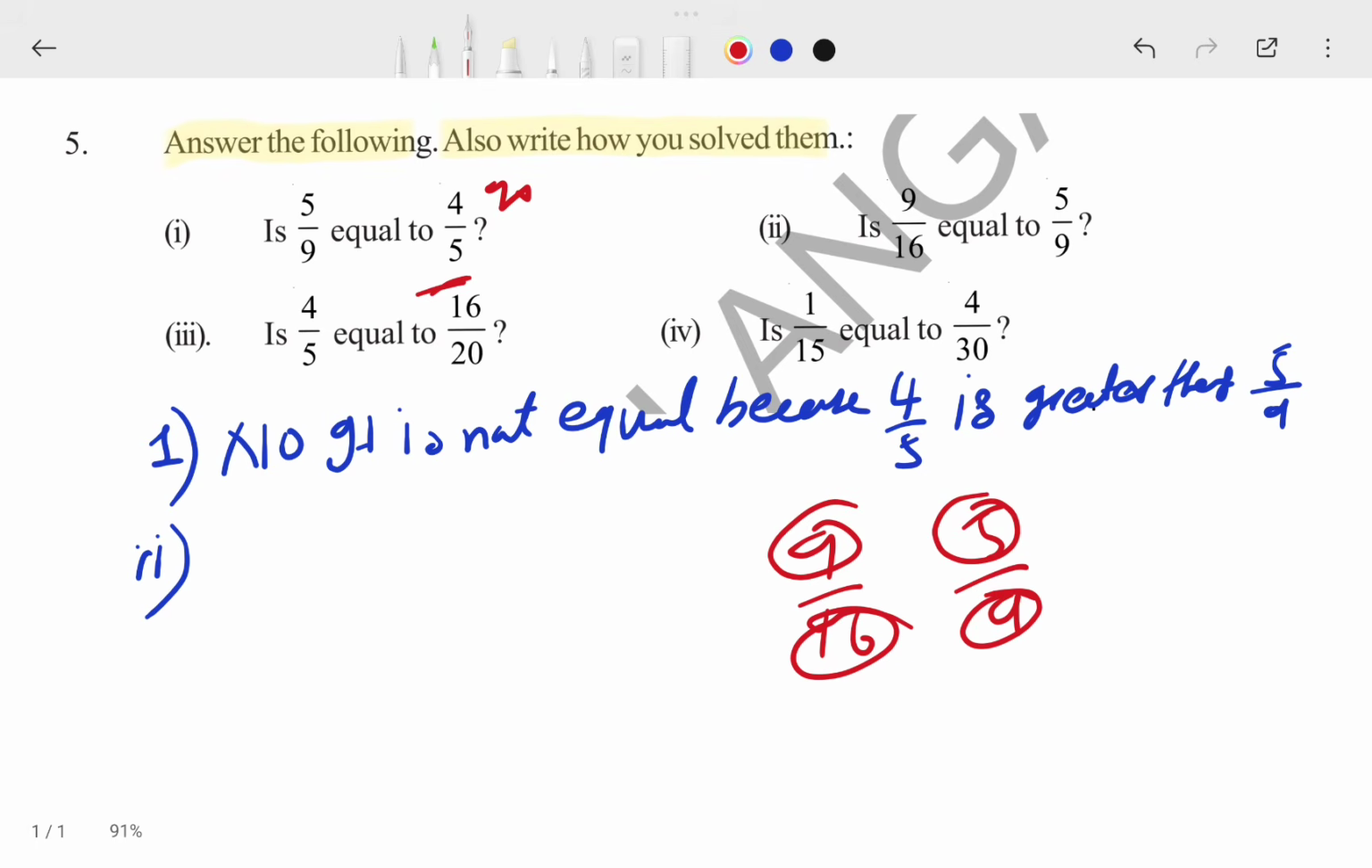Are both equal? No, they are not equal. So it means that they are also not equal. But we can find one more thing here. We can find which is greater or which is smaller here. So let's find it out.